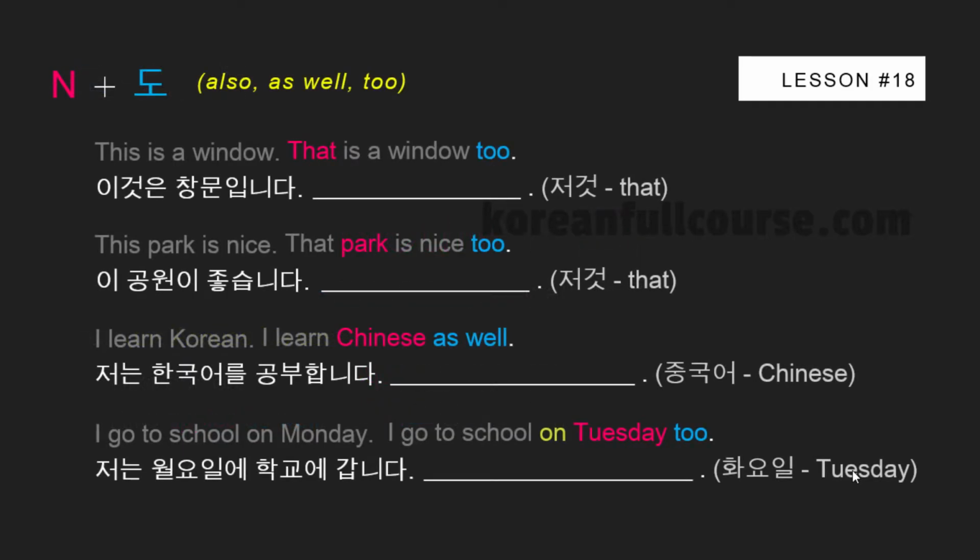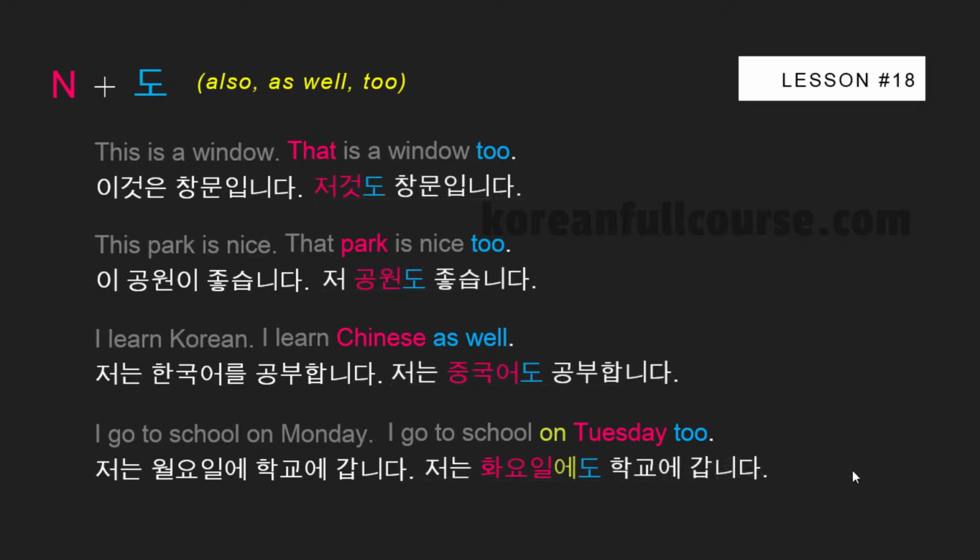Look at these examples, pause the video and see if you can complete the missing part. Try to translate those sentences into the Korean language. Here are the answers. 이것은 창문입니다. This is a window. 저것도 창문입니다. That is a window too.